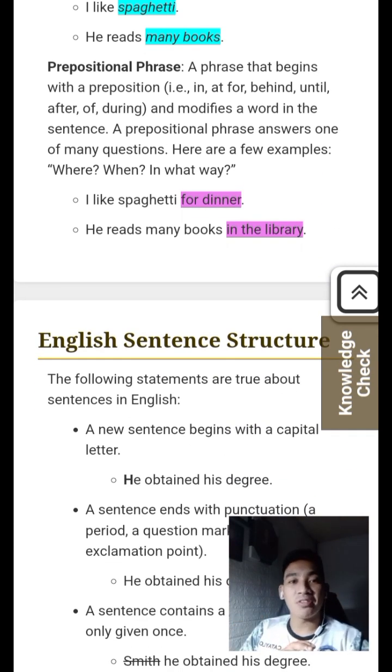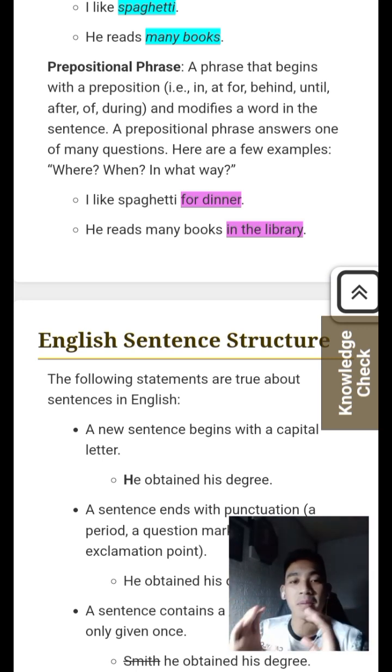prepositional phrase, a phrase that begins with a preposition, such as in, at, for, behind, until, after, of, during, and modifies a word in the sentence. A prepositional phrase answers one of many questions. Here are a few examples. Where? When? In what way? So, I like spaghetti for dinner. So, the prepositional phrase begins with a preposition: for dinner.